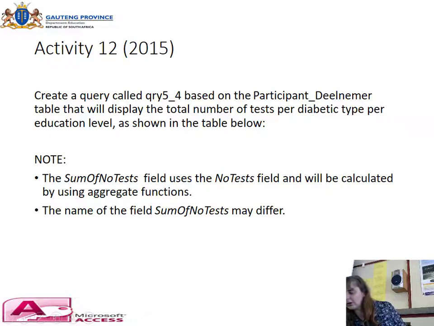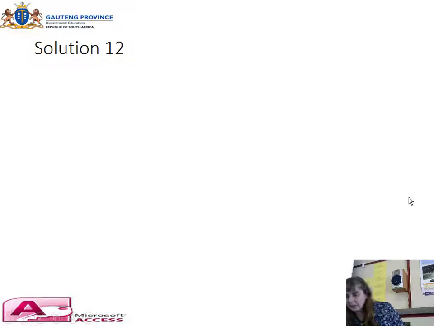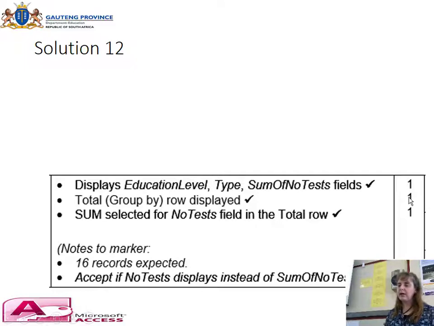So what does the solution look like? Display educational level, the type, and the sum of number of test fields. So those three must be displayed for 1 mark. Now ladies and gentlemen, this is very important. If one of those fields is not displayed, it's 0 marks. Because all 3 of those fields must be there for the 1 mark. And remember, we don't give half marks. You won't believe it, I still get teachers that mark in halves. I don't understand why.